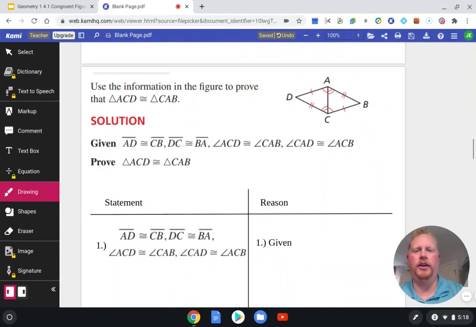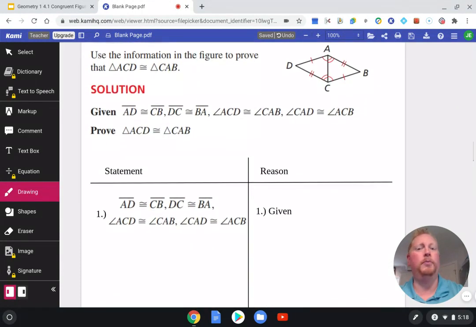Now let's move on to a proof. Okay? This one looks big, bad, nasty, and ugly, but let's just walk through it. It won't be that bad. So it says, given AD is congruent to CB, and we've got all this stuff marked. DC is congruent to BA. Angle ACD is congruent to angle CAB. Angle CAD is congruent to angle ACB.